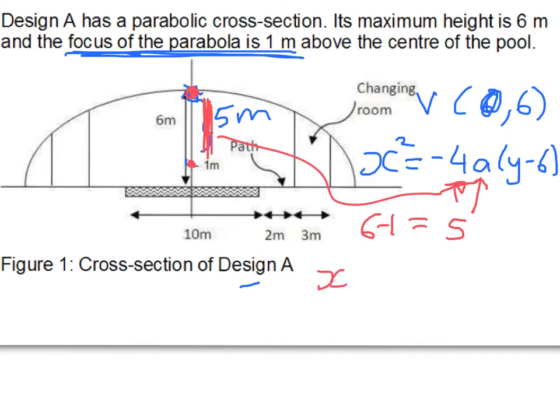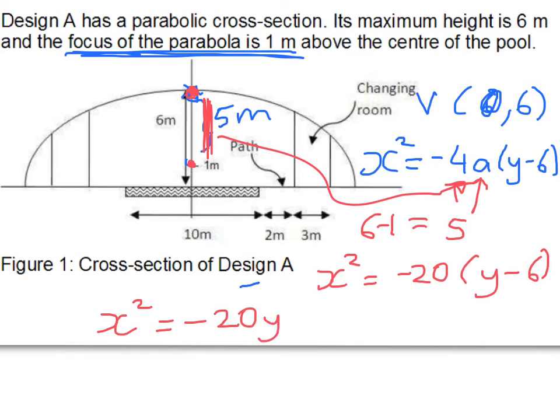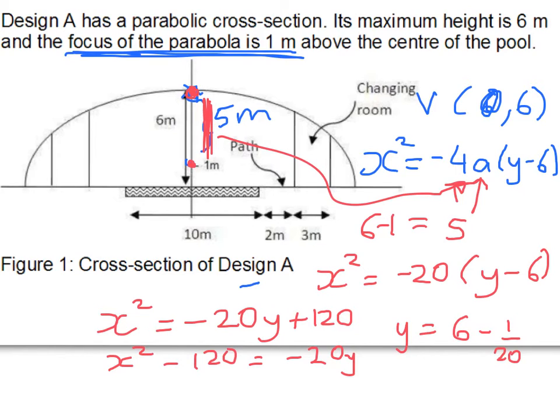So that means my equation is actually really easy to find. It's x squared equals negative 20 times (y minus 6). Now we can rewrite that in our normal form, and we'll get this: x squared equals negative 20y plus 120. Right, so x squared minus 120 equals negative 20y, and that gives us y is equal to 6 minus 1/20 x squared. So you're probably going to be happier working in this form when we've got one that is either like this or like this.